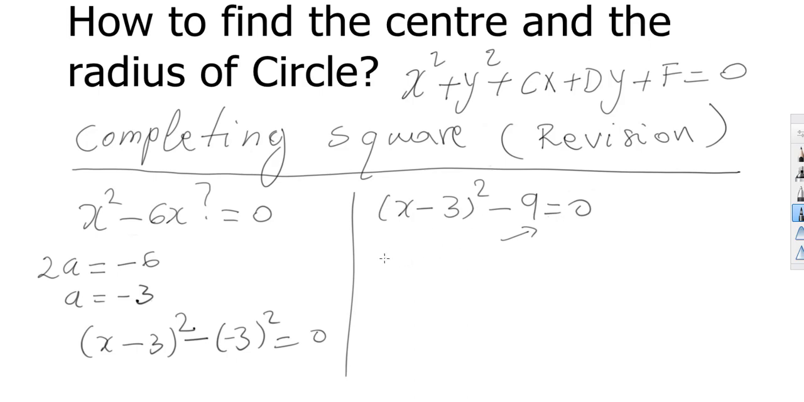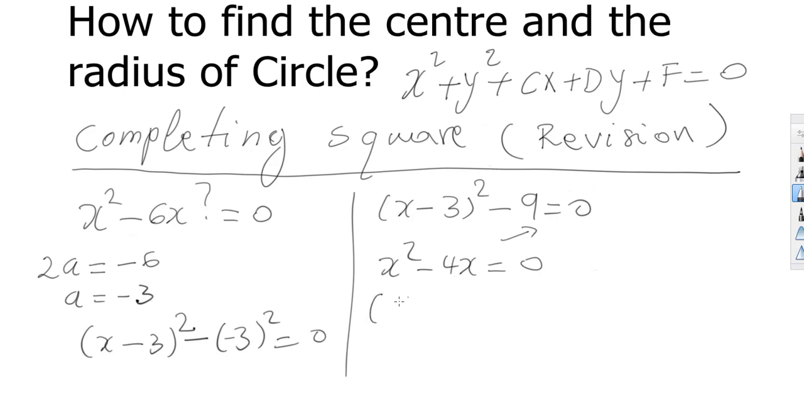Okay, for example, if I have some kind of this, for example. Now I want us to do this. What is going to happen here in this completing the square equal to 0?